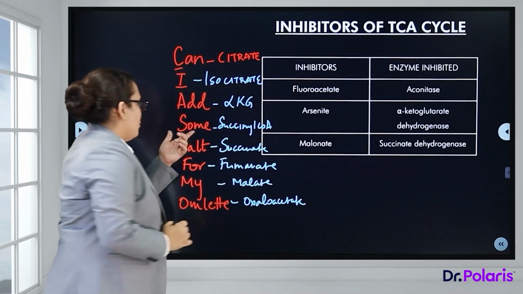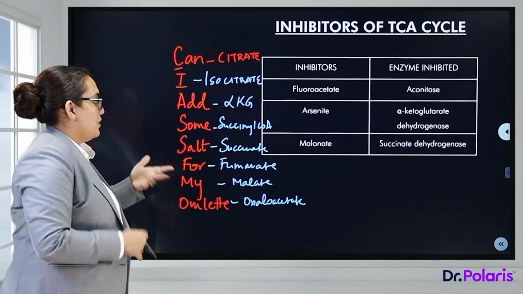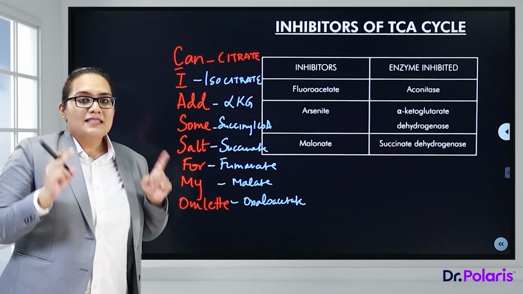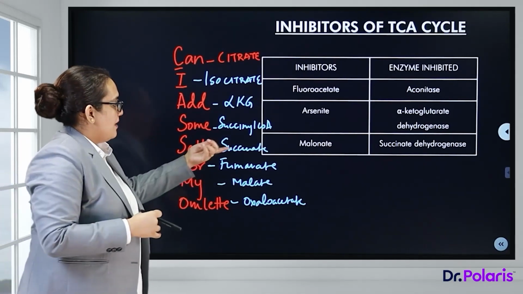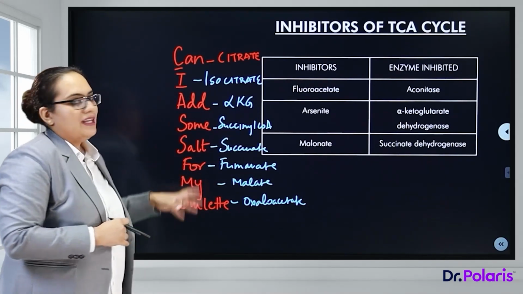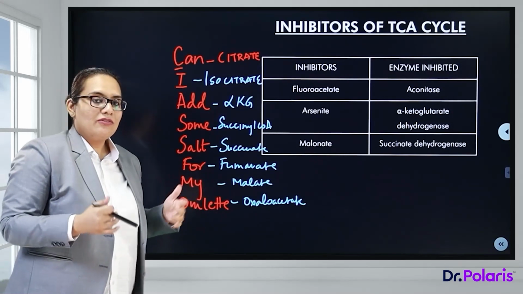Now you have the confusion of two S's over here, so you'll wonder which one comes first. Is it succinyl-CoA or succinate? Remember, succinate is always late. So therefore, succinate will always come after succinyl-CoA. So this is one way you can remember all the intermediates of the pathway.